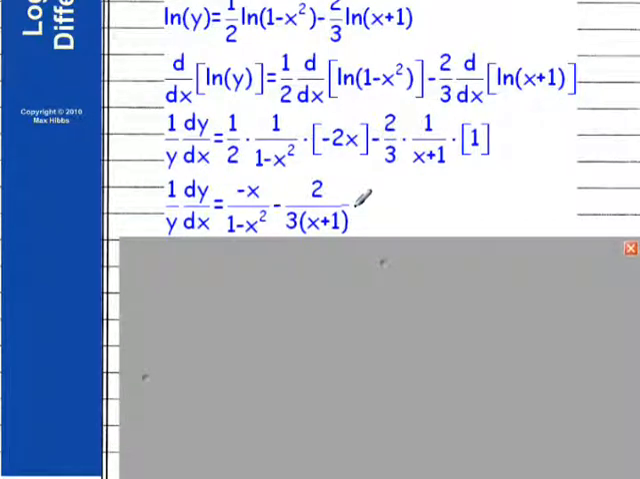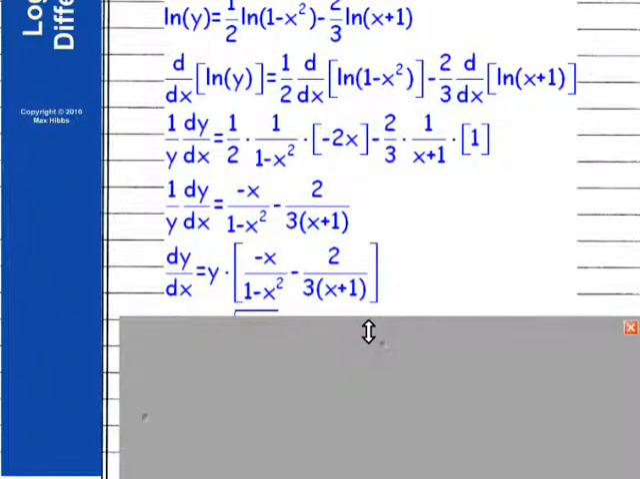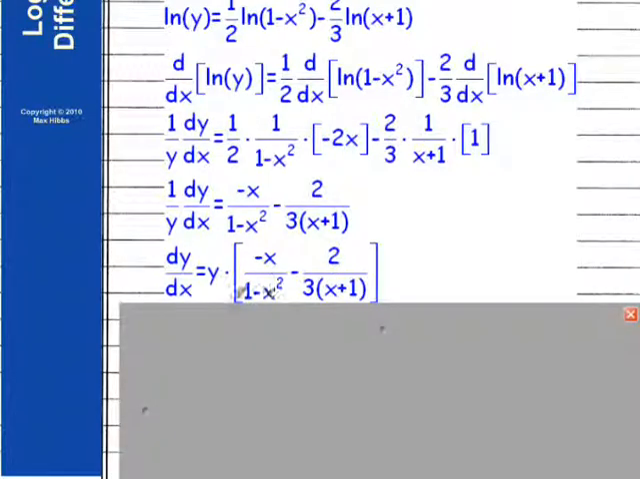I suppose we could add or subtract in this case these two fractions, but I don't think that we need to be concerned with that at this point. So our next step is to multiply both sides by y. That leaves dy dx on the left side and y times the right side. There's y times the original right side.